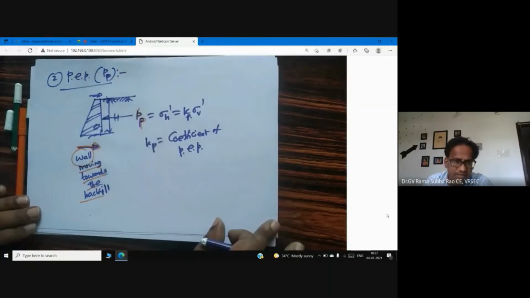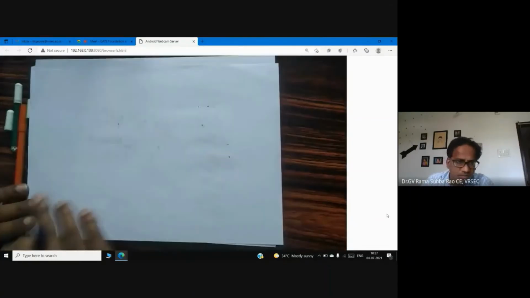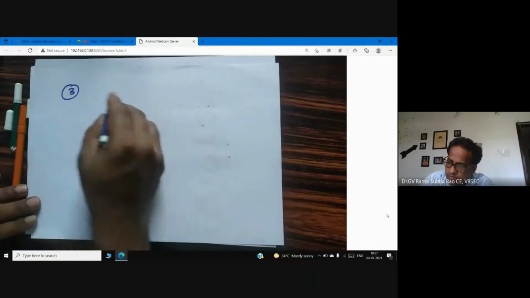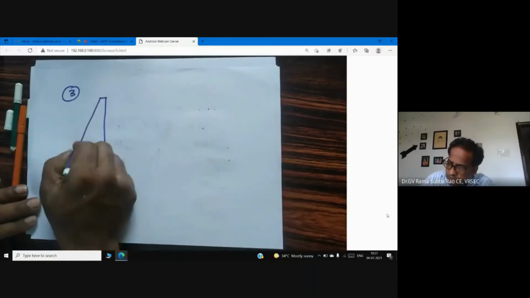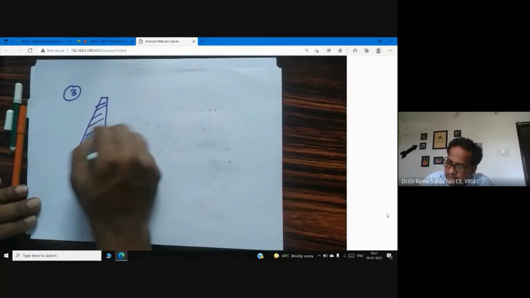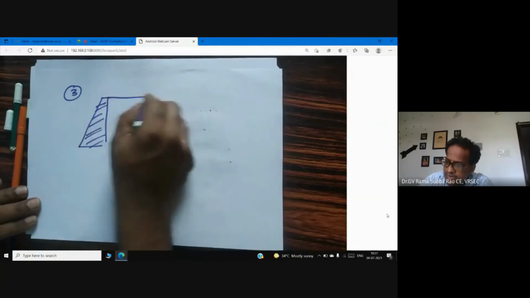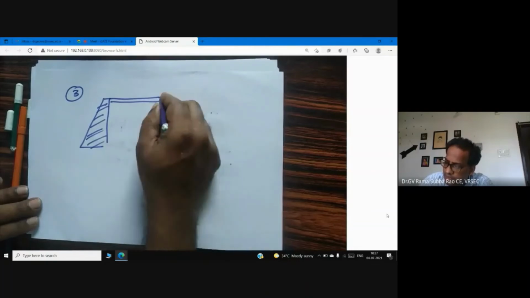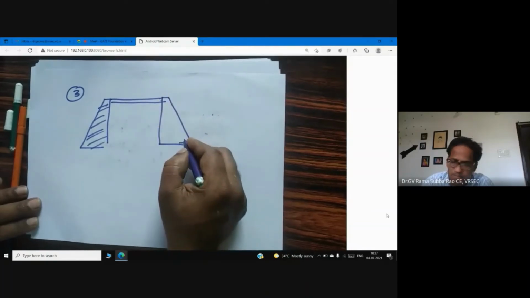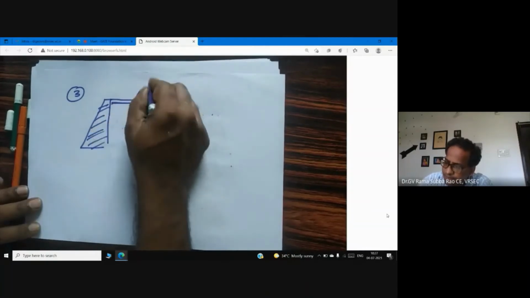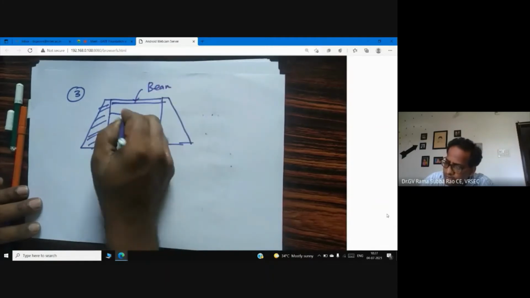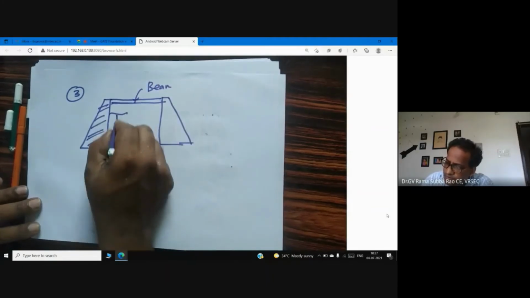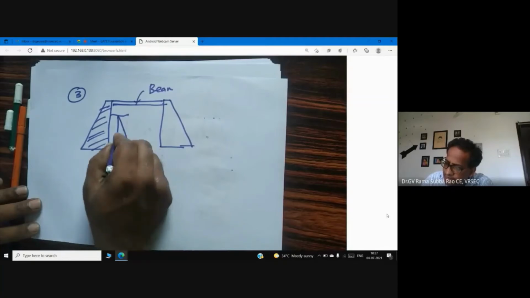Now the third case, when the wall is not moving anyway. Here you see I have a retaining wall. Fortunately, this is a retaining wall. It is rigidly connected with the other wall or with the other structural member. So this is the beam actually. Now, if you observe here, this is the soil actually. So now the wall is not moving anyway.